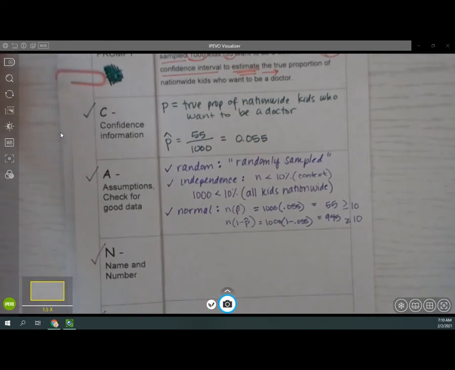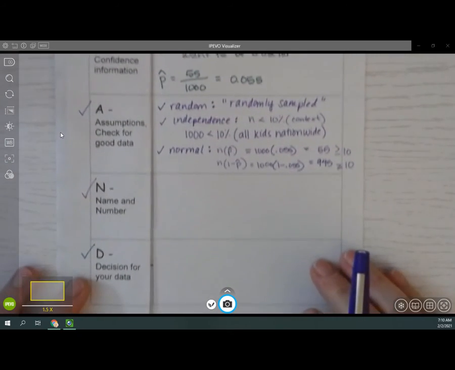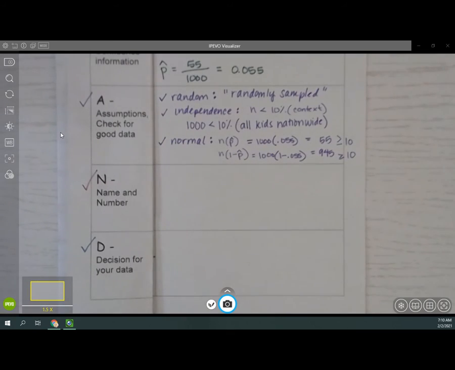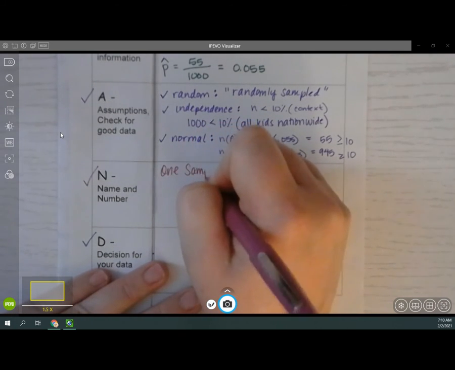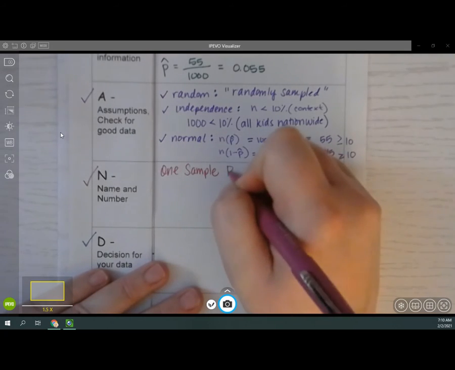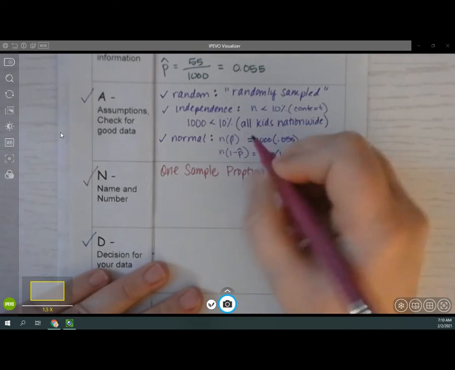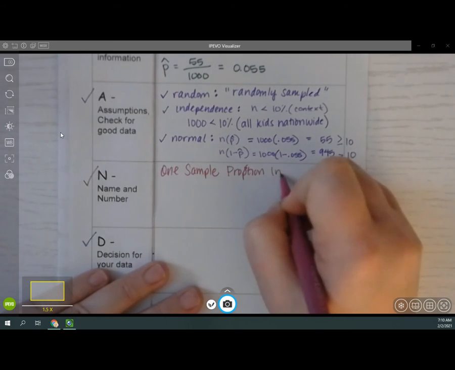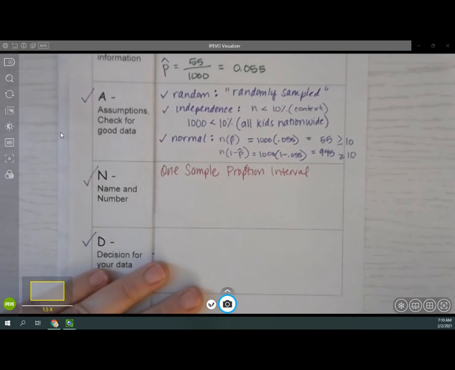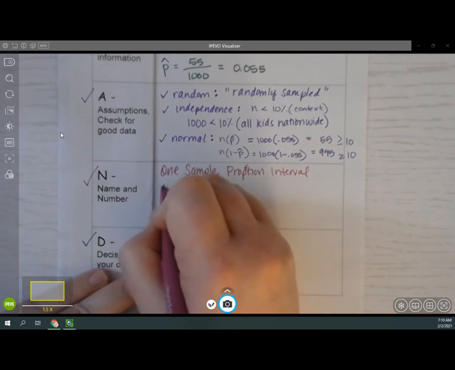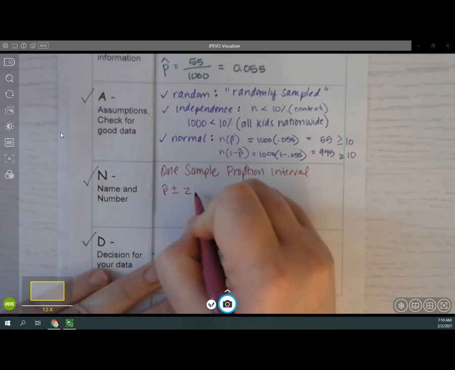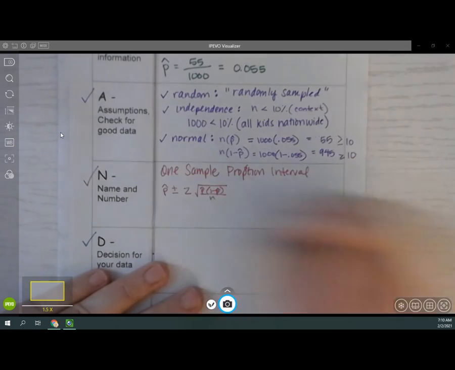All right, next up on the requirements for our numbers is the name and number itself. So my name for this is going to be a one sample proportion interval, because I have one sample of kids. And my setup for the number is going to be p hat plus or minus my z-score times my entire standard deviation for our statistic.